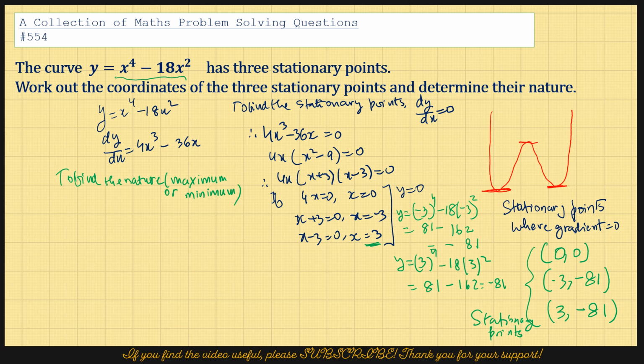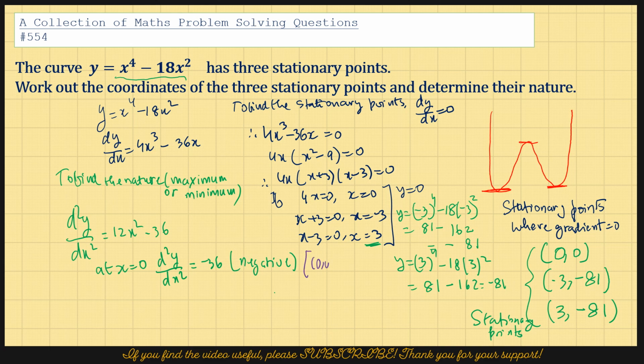we have to do the second derivative, d2y by dx squared, and that would be 3 times 4 is 12, x squared minus 36. So at x equals 0, d2y by dx squared is minus 36, which is less than 0. So it is negative. So therefore we can say (0, 0) is a maximum point.